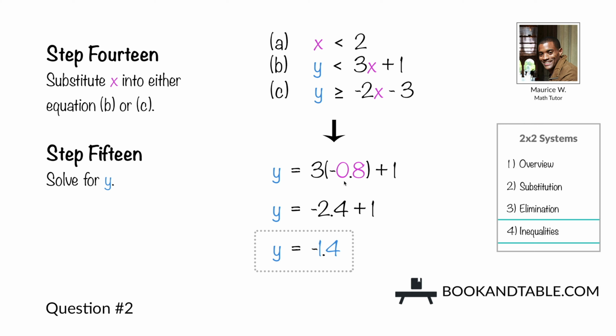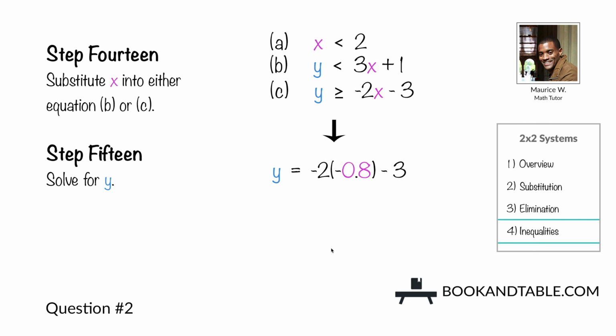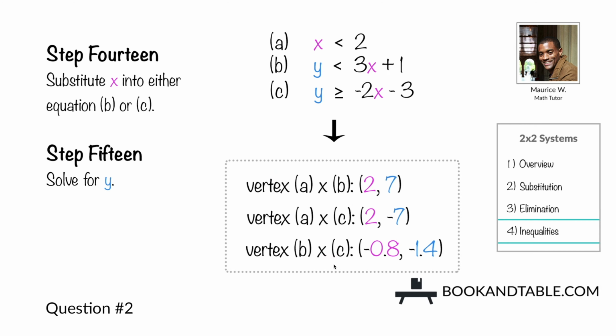But you also could have plugged in negative 0.8 into C. So if you did that, you should get the same value for y. Negative 2 times negative 0.8 is positive 1.6. Minus 3 gives you negative 1.4 for your y. And with that, you have all three vertices where AB, AC, and BC cross each other, plus the value tables for A, B, and C.